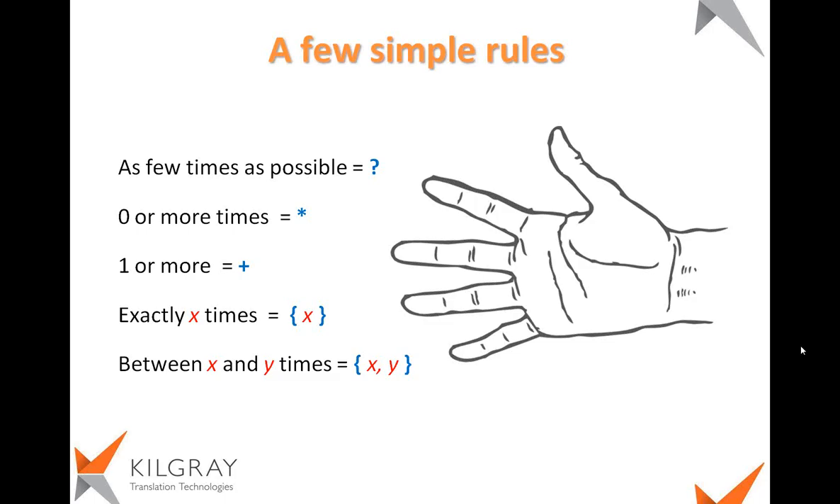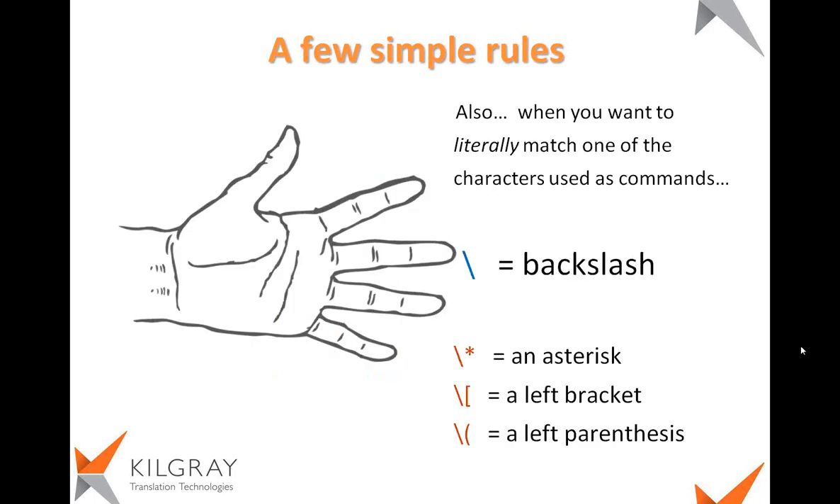If you want to match something exactly a certain number of times, you would use not the square brackets, but the curly ones, exactly as shown here on the screen. And you can also specify that something should be matched between a certain number and another number of times. That would be the last option here, using a comma to separate those two, the minimum and maximum value.